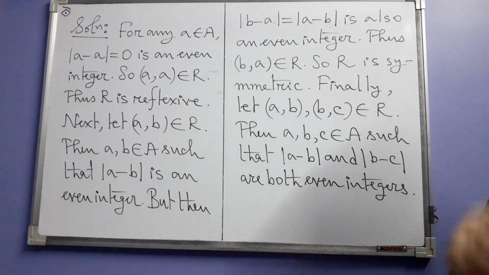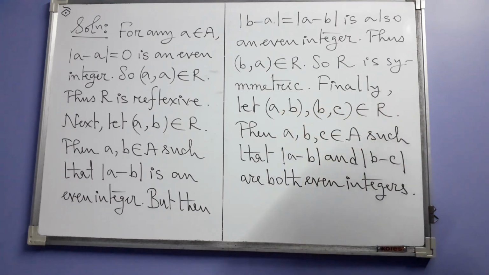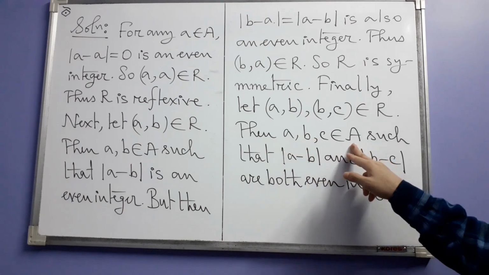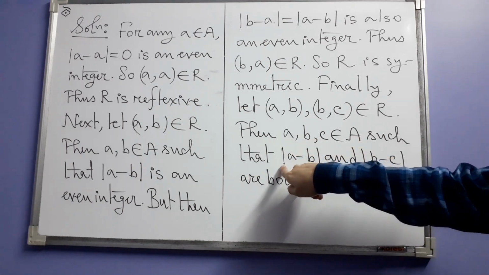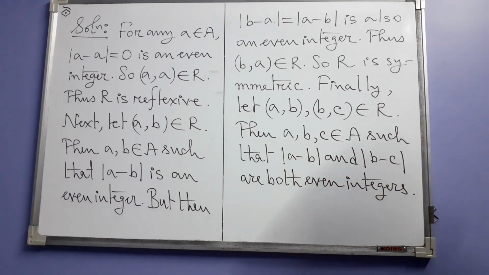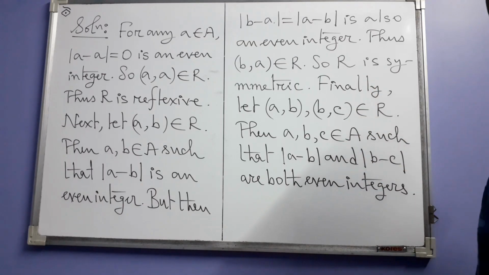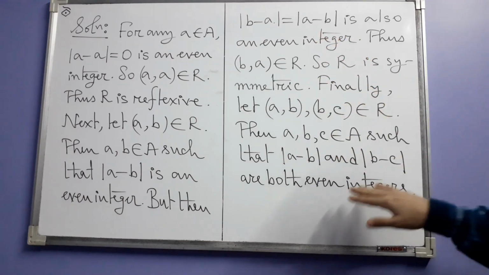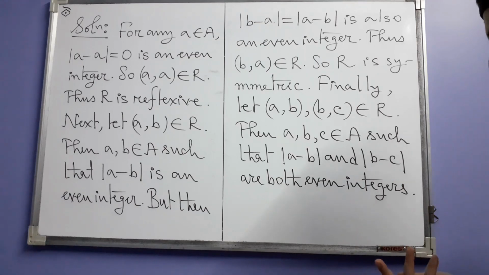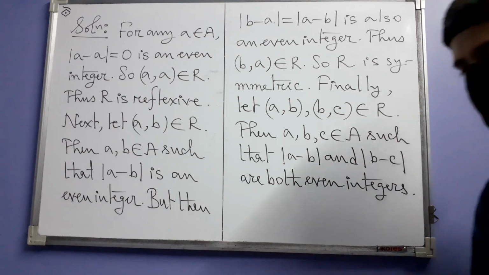And finally we need transitivity. So we take these two ordered pairs in R, A comma B and B comma C. This means that A, B and C are 3 elements in A such that this difference mod A minus B and this difference mod B minus C are both even integers. And now we need to show that the difference mod A minus C is also an even integer. However, immediately you get stuck a little. So far things have been going smoothly, but now what will you do? How do you get mod A minus C from these two things? Let's see.